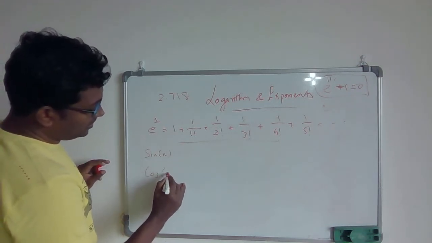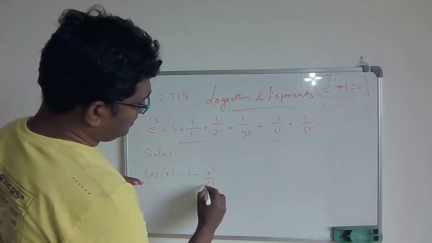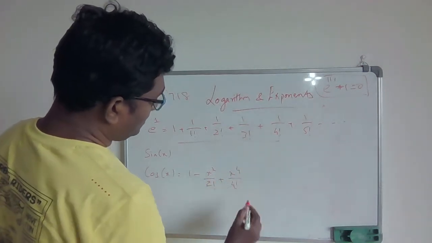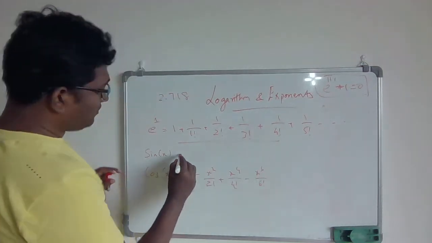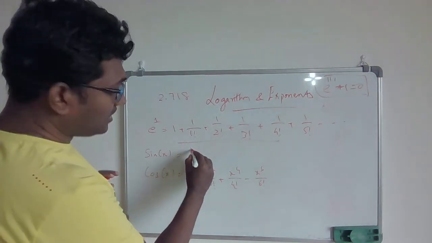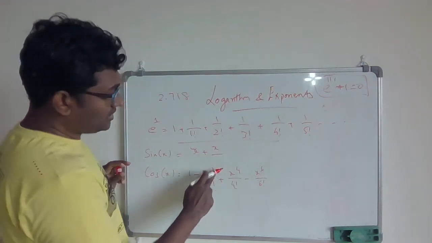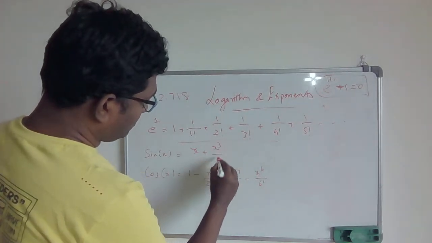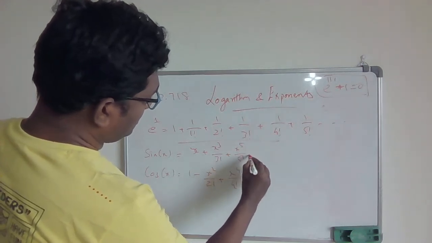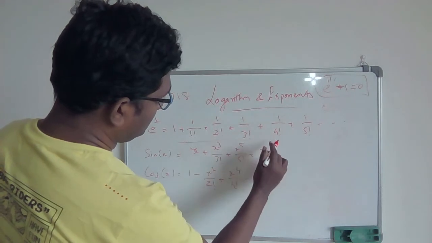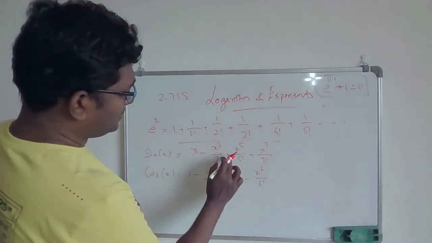Cos x is nothing but 1 minus x squared by 2 factorial plus x to the power of 4 by 4 factorial and things like that. The sign keeps changing, minus x to the power of 6 by 6 factorial. Similarly for sine, it starts with x, then x cubed by 3 factorial, plus x to the power of 5 by 5 factorial, and x to the power of 7 by 7 factorial and so on. Here the sign changes, minus plus minus.